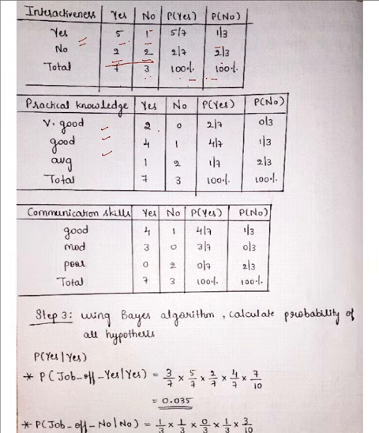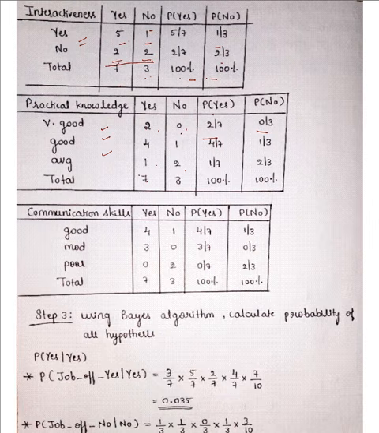Find how many yes and how many no's there are in the job offer column. Then probability: totally we have 7 and 3 here. So how many yes are there? 2 by 7, probability of yes. And probability of no is what? 0 by 3. So that is the probability of no for practical knowledge.